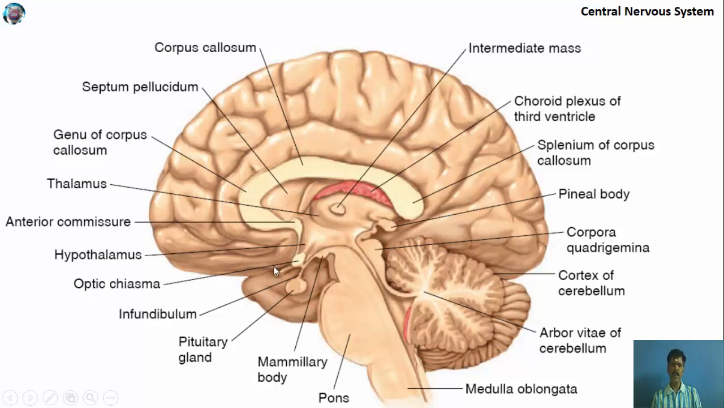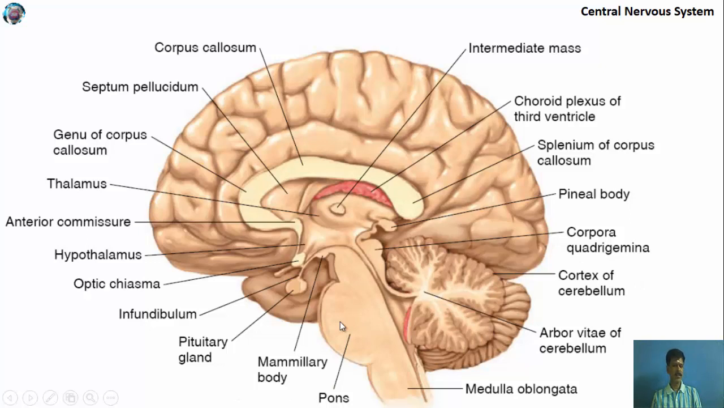Then in the posterior part, you have an intermediate mass, choroid plexus of third ventricle, and then splenium of corpus callosum. The end region of corpus callosum is known as splenium of corpus callosum. Then below that you will have a pineal body. Then corpora quadrigemina also continues from the pineal body. Then cortex of cerebellum. Cerebellum is present.